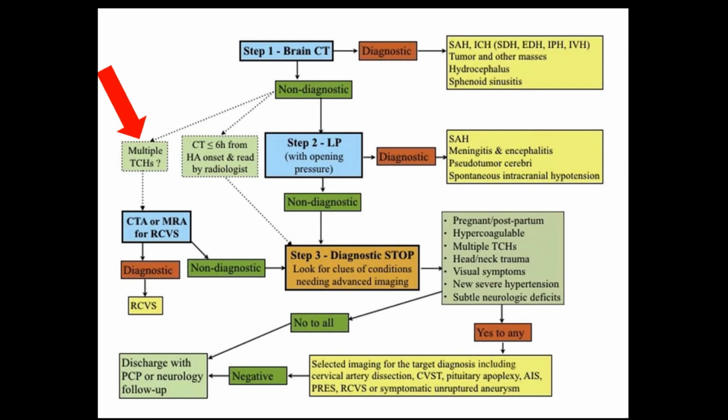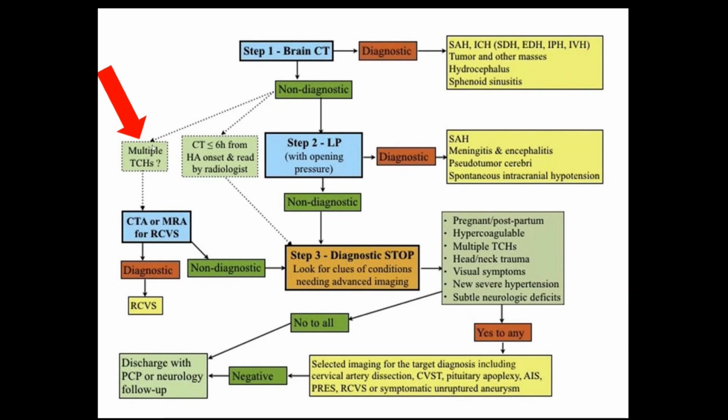And I think this is a nice flow diagram that Dr. Edlow has made. First step is to do a stat head CT. If it shows you an organic pathology, as listed here in the yellow box, you're done. That's what you have to deal with. If the head CT is normal, then proceed with a lumbar puncture if the head CT was done more than 6 hours after the onset. If it's done within 6 hours, as you already know, head CT is very good for the diagnosis, and you don't need the lumbar puncture.